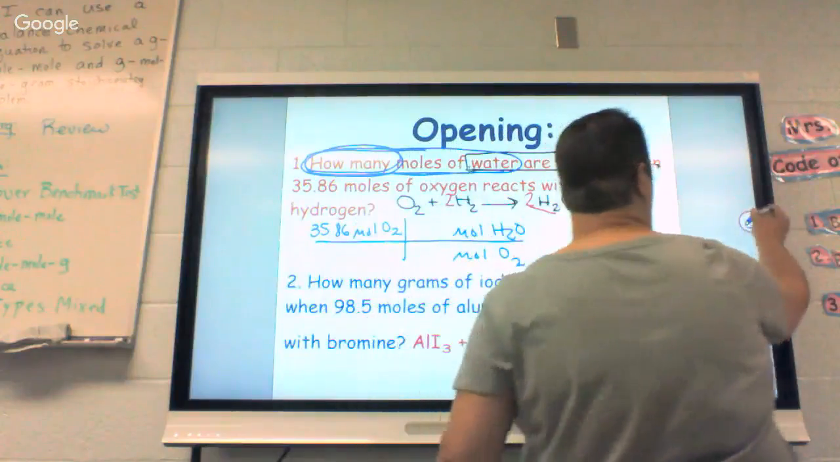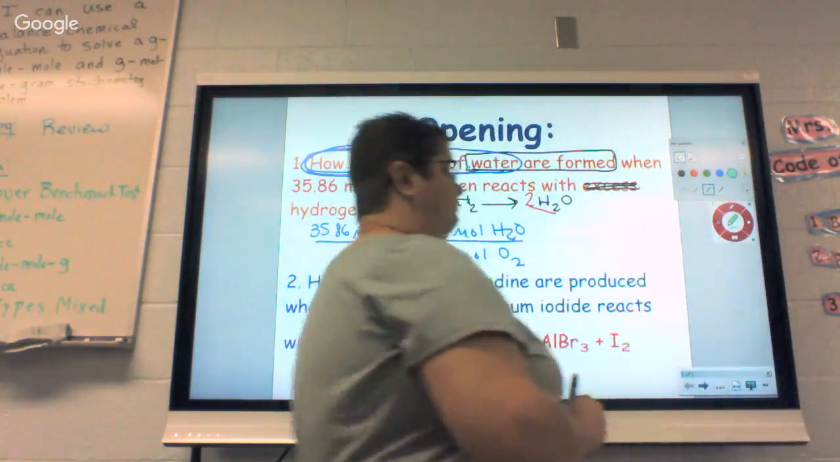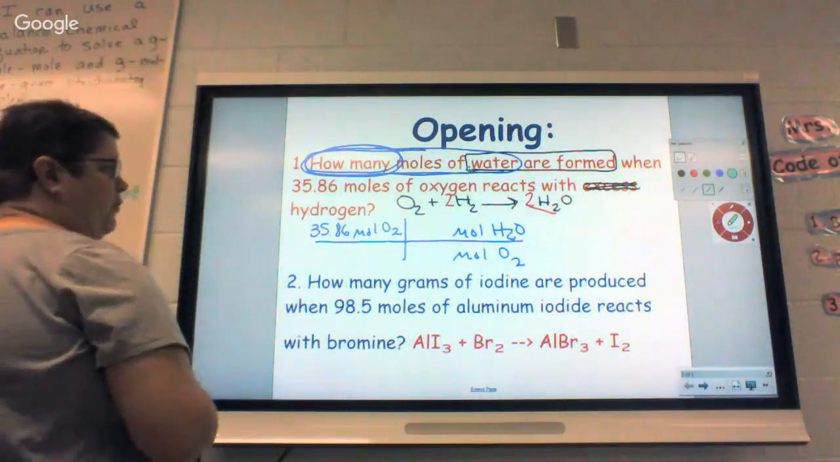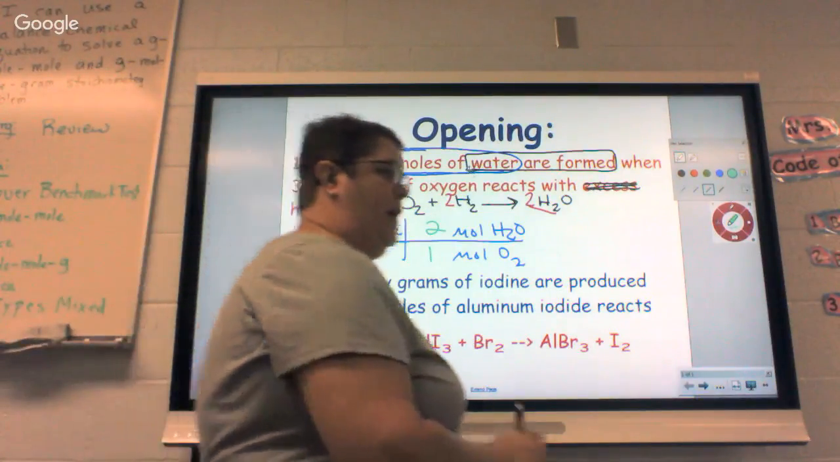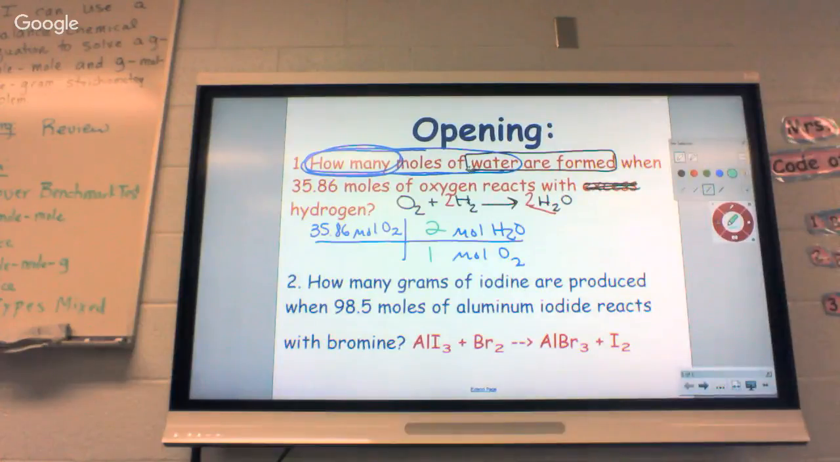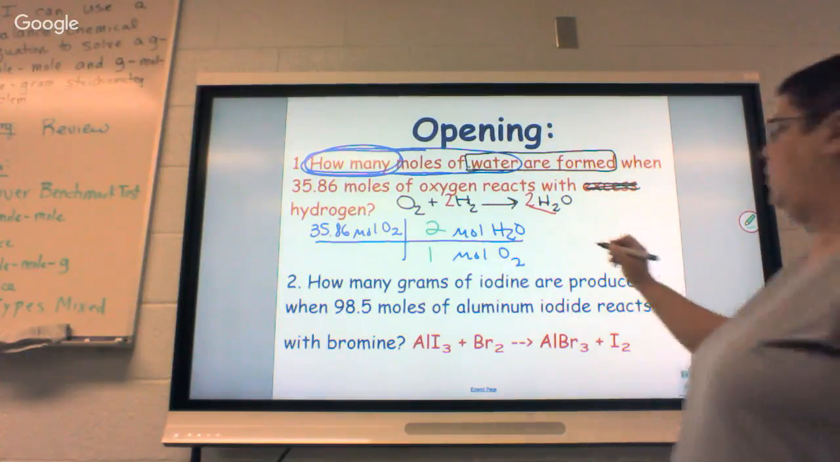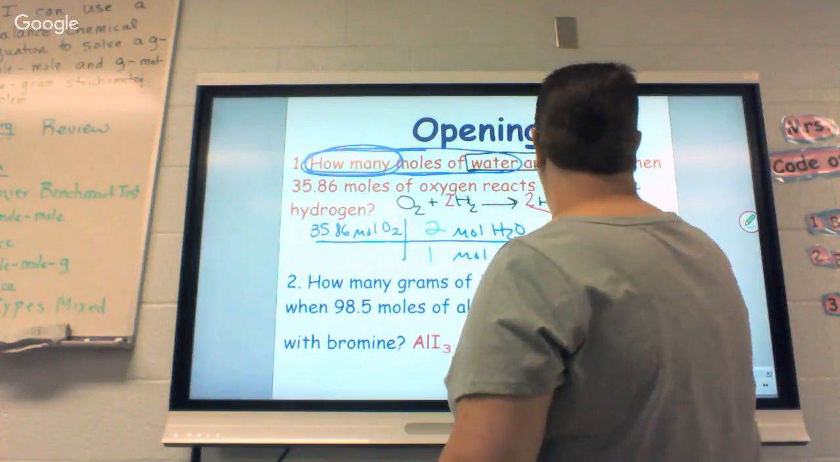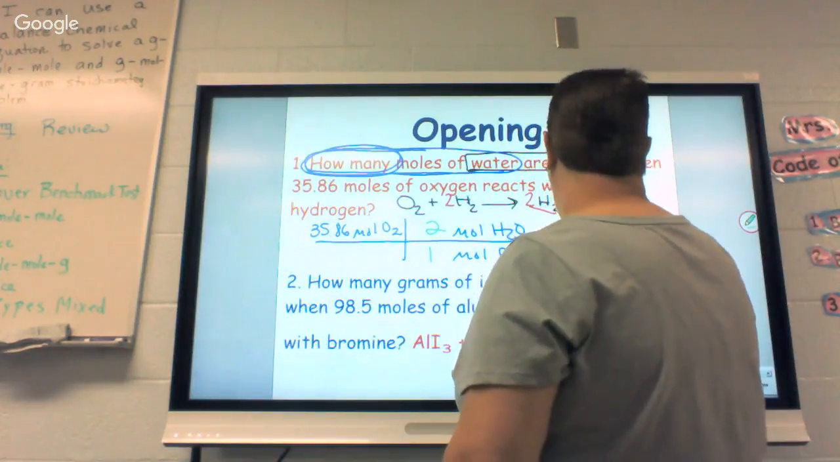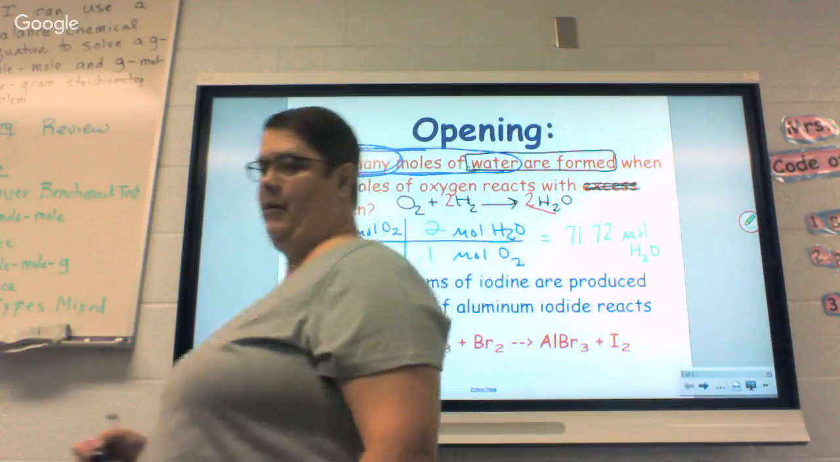If that's called a mole ratio, where do the numbers come from? Coefficients. What's in front of water? 2. What's in front of oxygen? 1. So, what do you do to find the answer? 71.72. All right, we need 4 significant digits because you have 4 in the answer. So 71.72 moles of H2O. Everybody feel okay about that one?